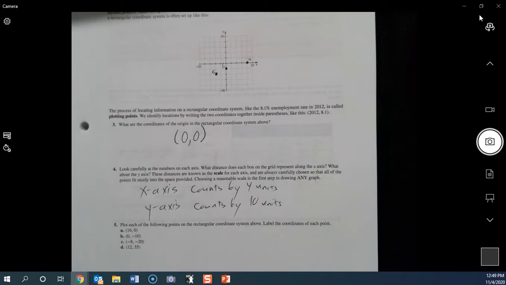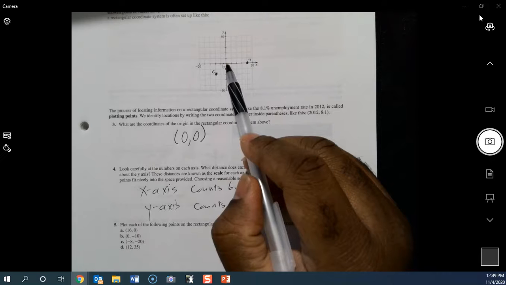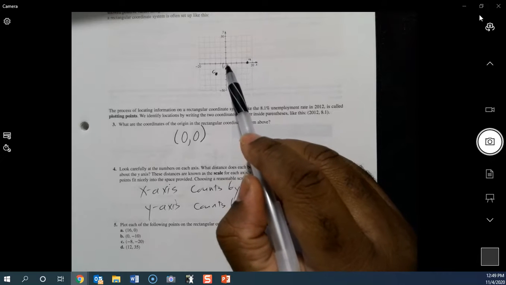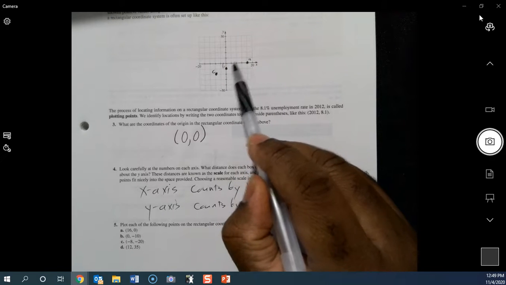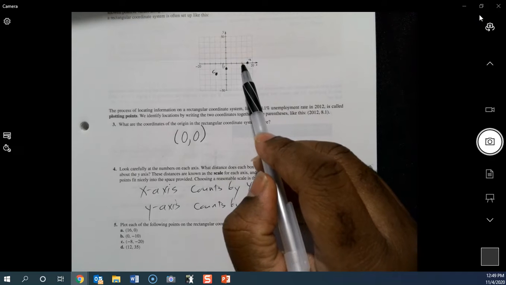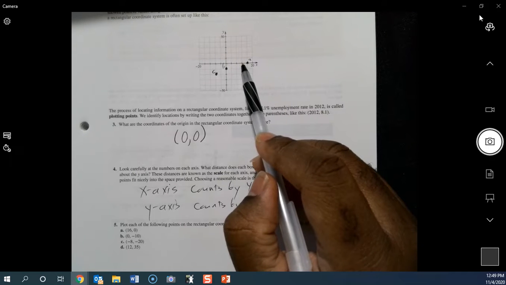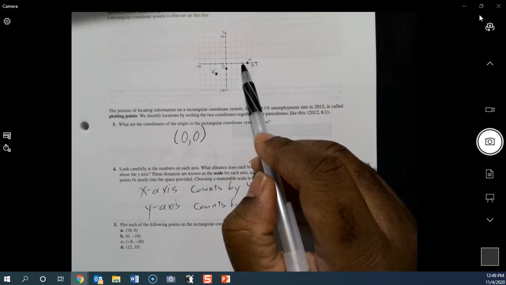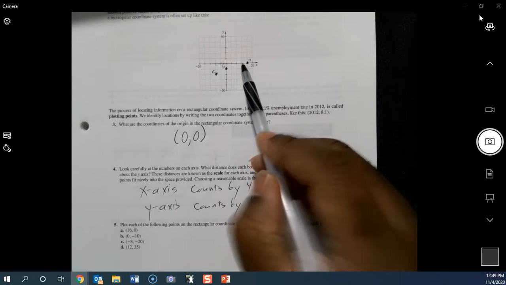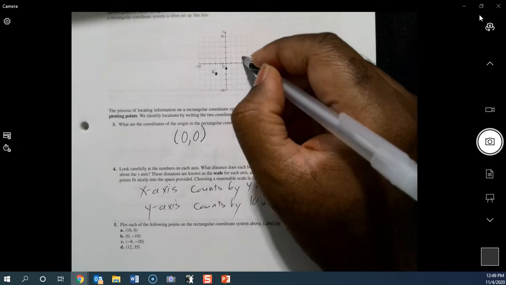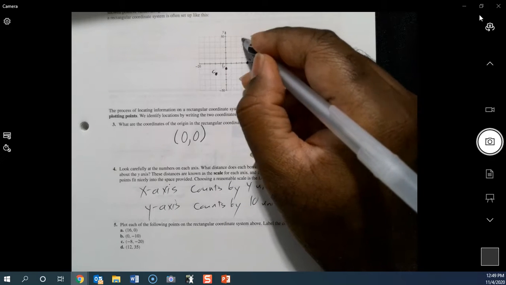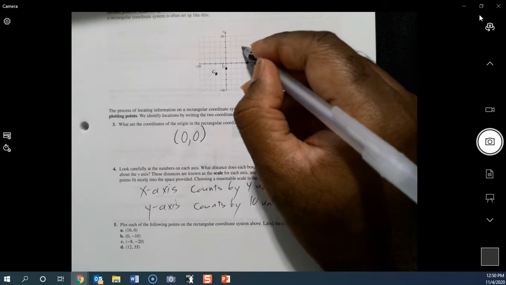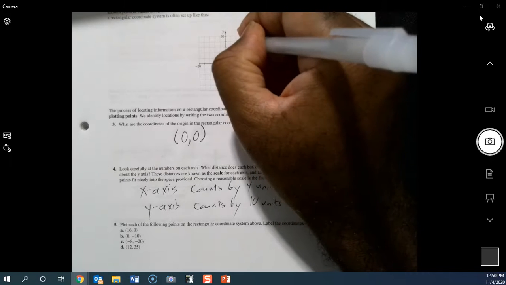Now finally D, go back to the origin. We will have to go to 12. So that means these are counted by 4. So we will go 1, 2, 3, because that's 4, 8, 12. Got to take care of our x. Now we have to do our y. Our y is a positive 35. Now remember, our y's go by tens. So we'll go 10, 20, 30, and then we want to go 35. So it'll be in between 30 and 40. It'll be right here in the middle.